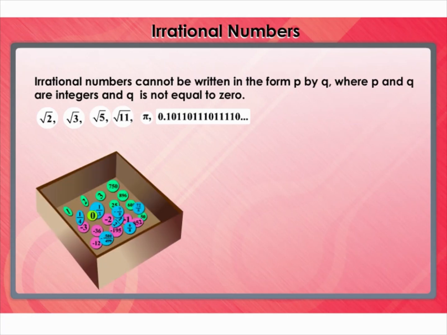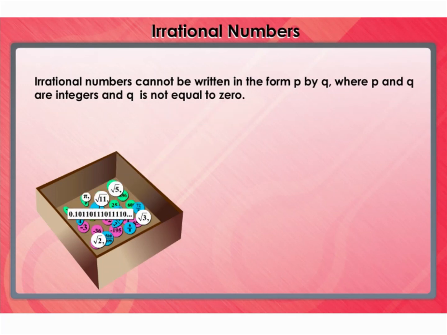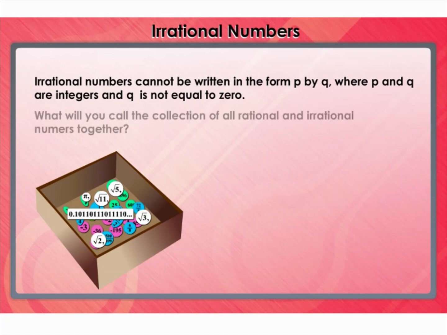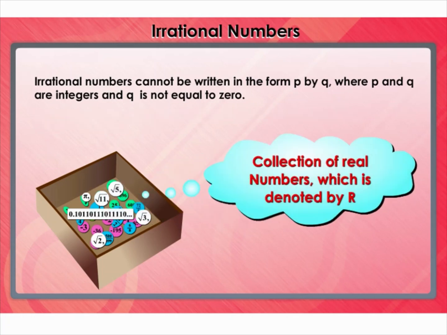Again, we consider the box which contains rational numbers. Now put all irrational numbers into this box. Will there be any number left on the number line? No. Now this box contains collection of all rational and irrational numbers together. What will you call a collection of all rational and irrational numbers together? We call it as the collection of real numbers, which is denoted by capital R.